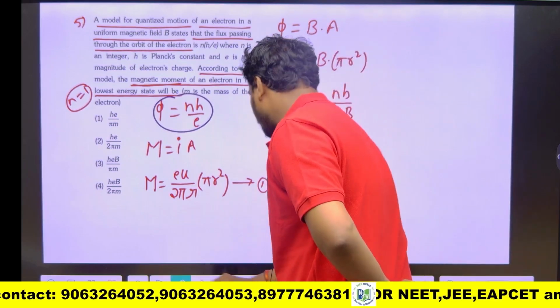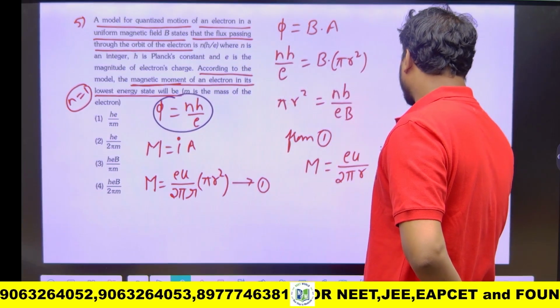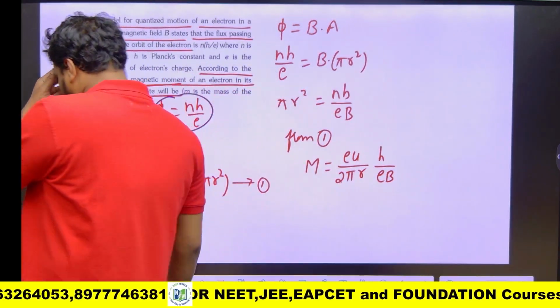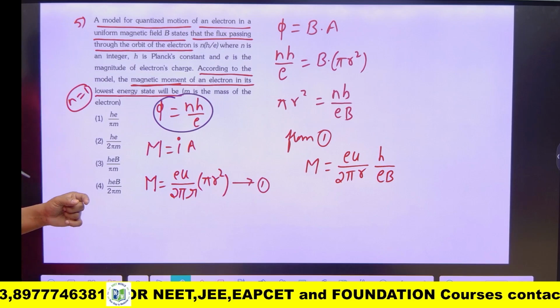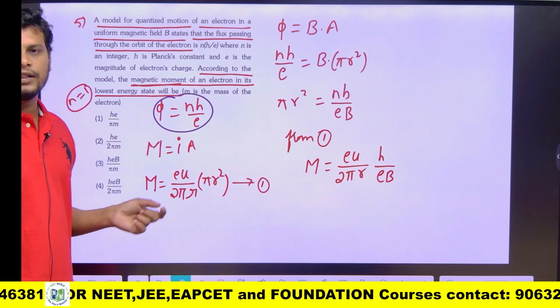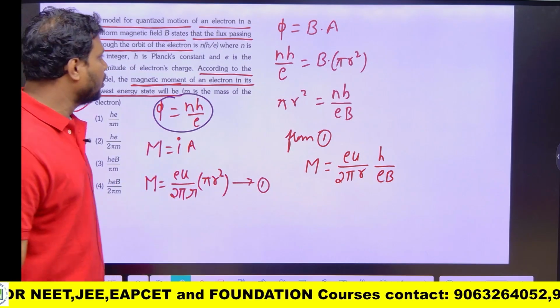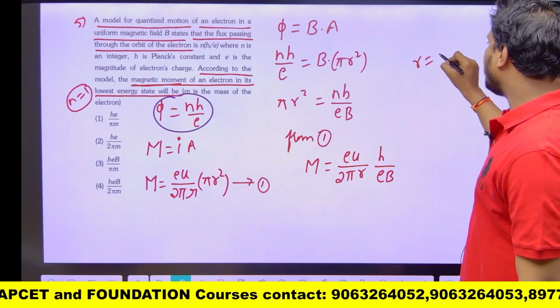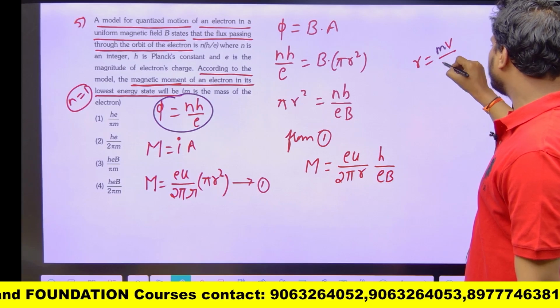So n value is 1 here, which can be taken as h by e multiplied by B. But we can say one more thing. When an electron is revolving in a circular path in an external magnetic field, the radius of the circular path is given by mv by Bq.